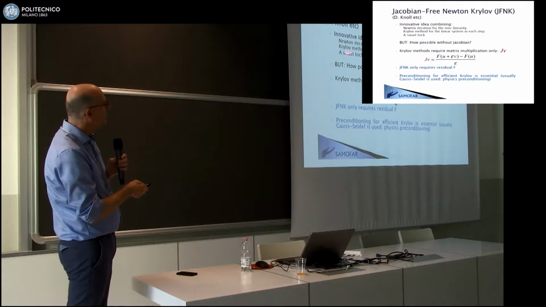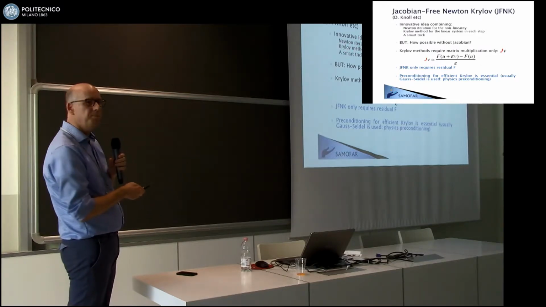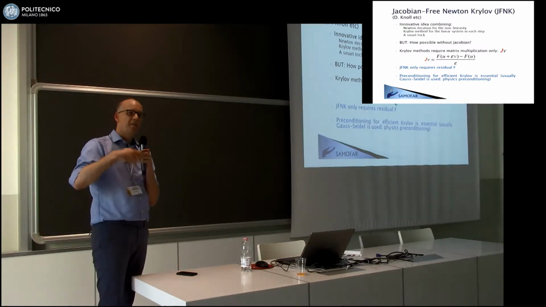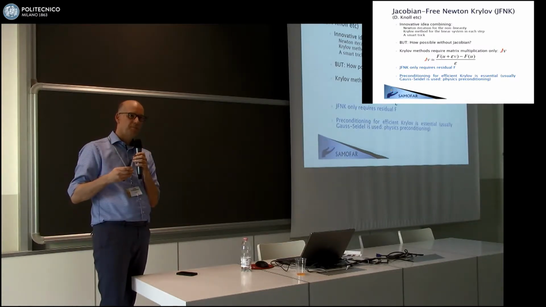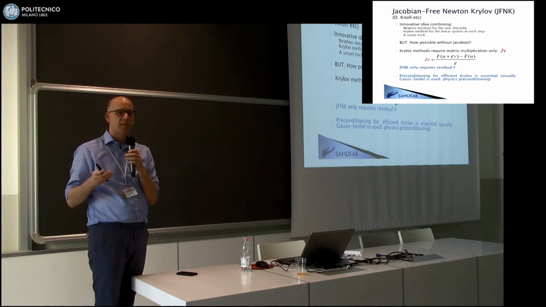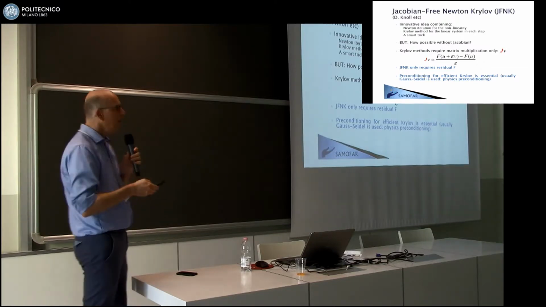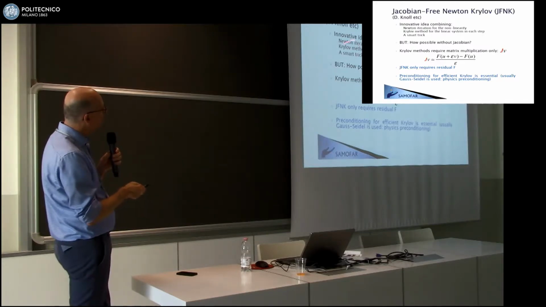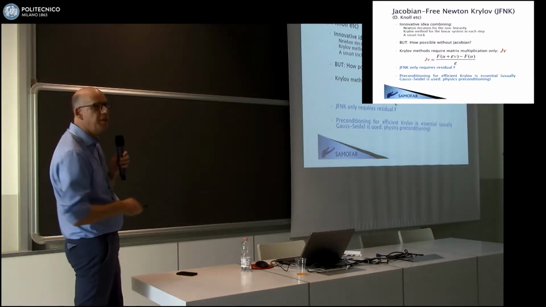It really is a combination of three things. First of all is Newton. Second is that you use, for your linear system solve, a Krylov method, which is a modern linear algebra method of solving linear systems. And you use a smart trick. So the combination of these three things makes up Jacobian-free Newton-Krylov.